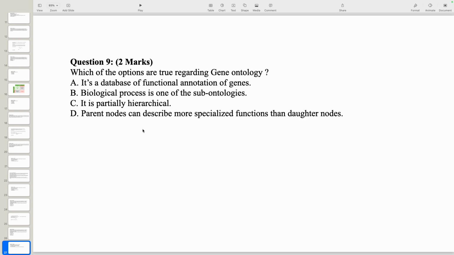Which of the following options are true regarding gene ontology? A is it's a database of functional annotation of genes. B is biological process is one of the sub-ontologies. C is partially hierarchical. D, parent nodes can describe more specialized function than daughter nodes. Please try to answer for this question. We have one option A, B and C.